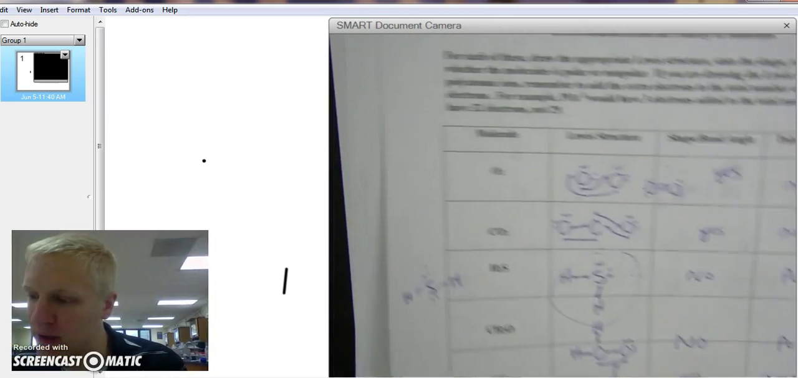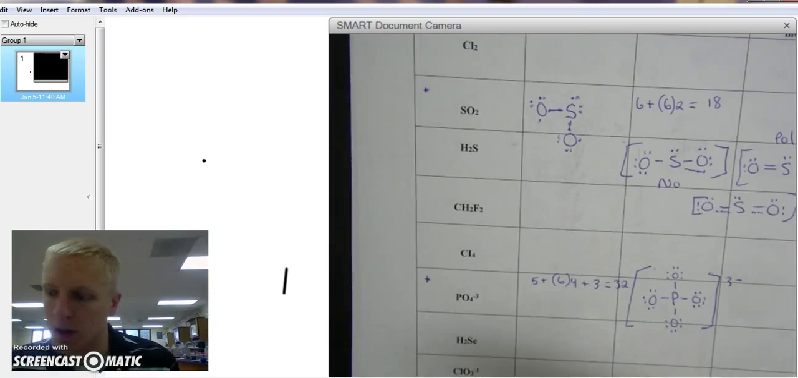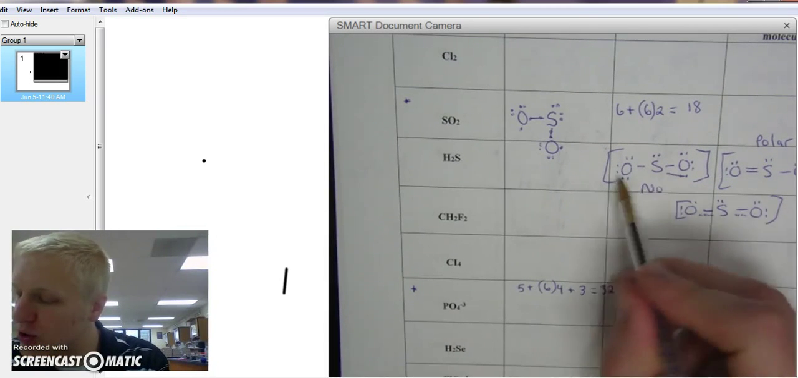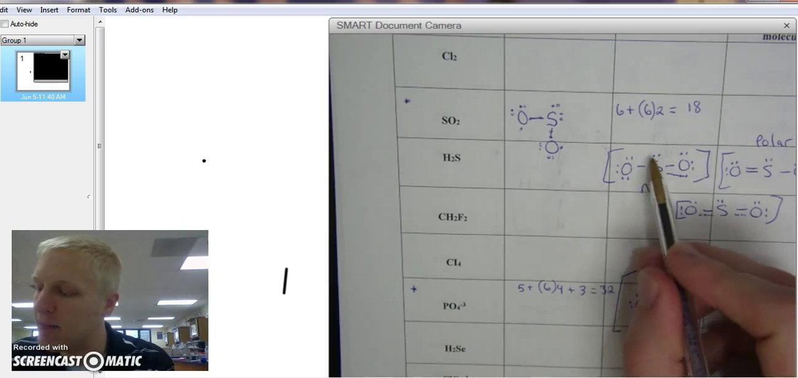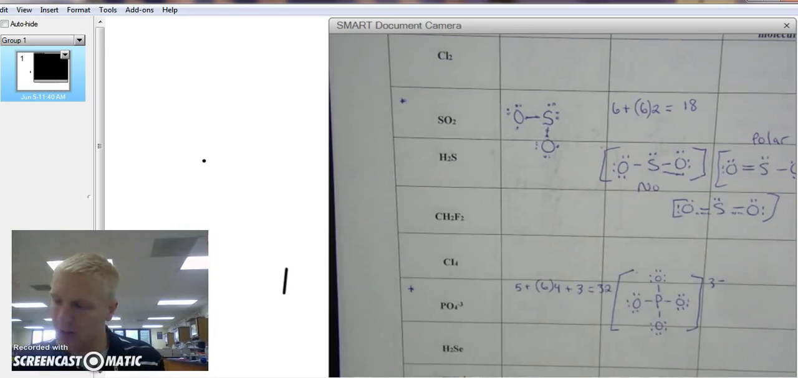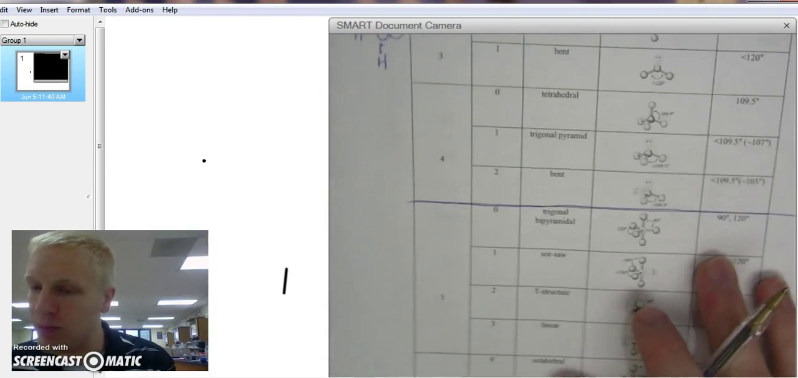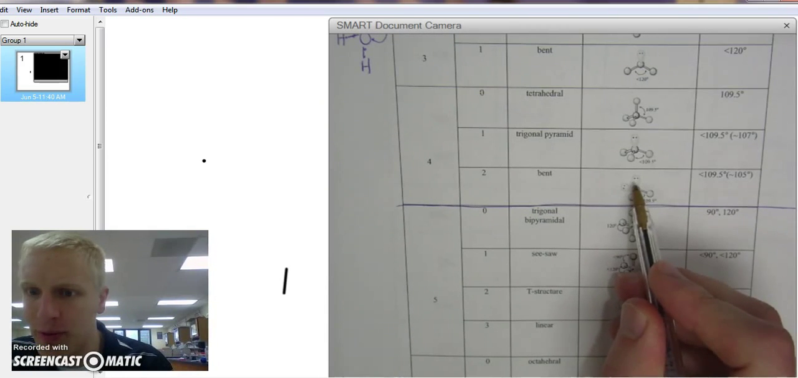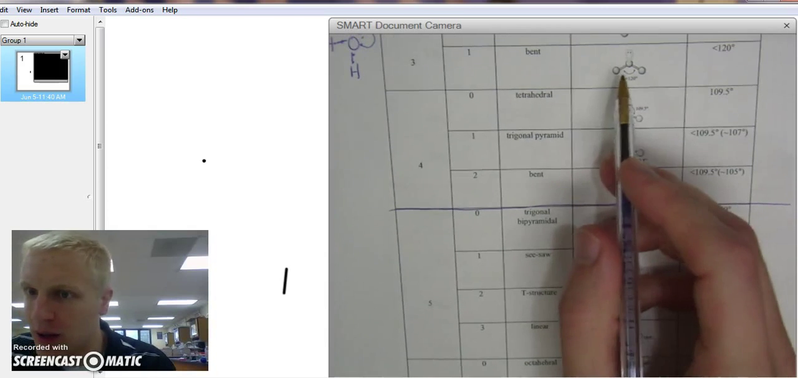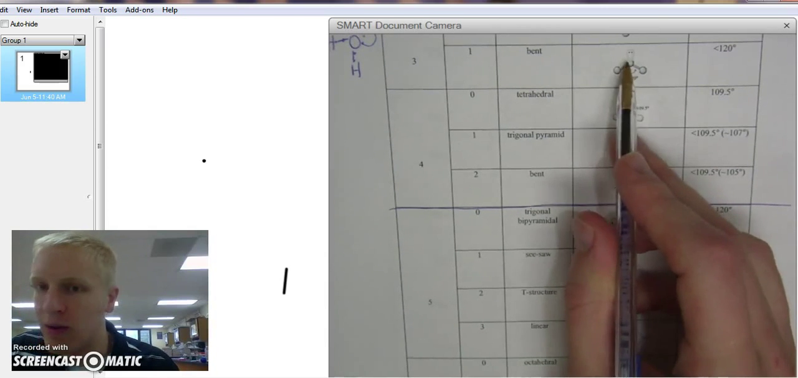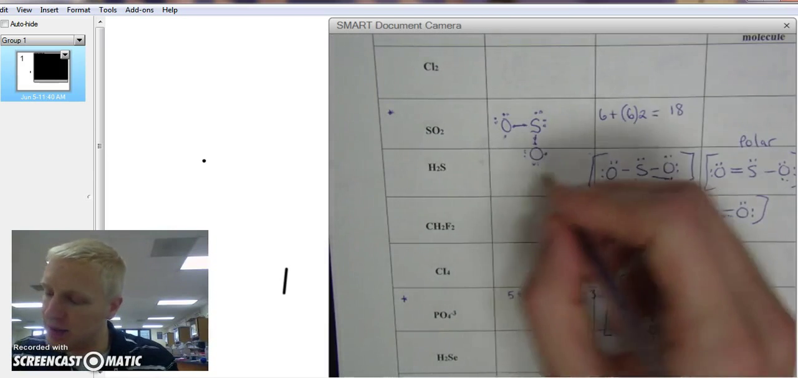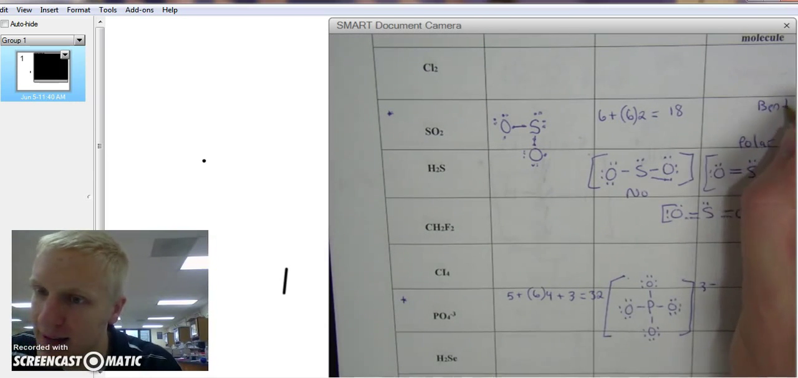Alright, continuing with some more examples. For SO3, we have 3 outer atoms. Looking at this one, it says 2 outer atoms and 1 lone pair. That's bent, less than 120 degrees bent. So this one is bent.